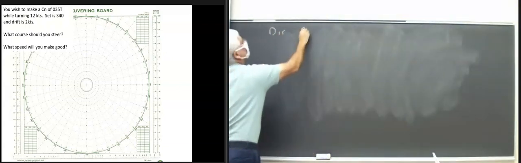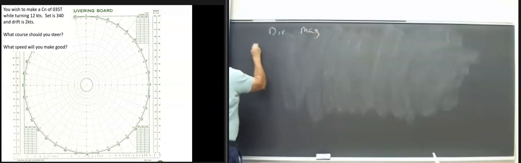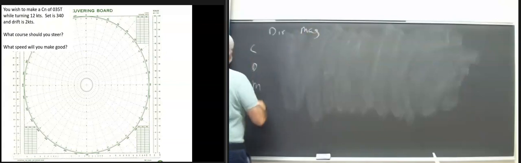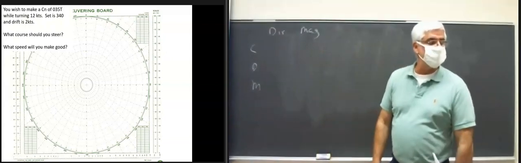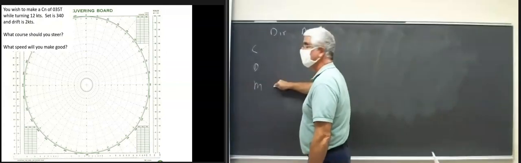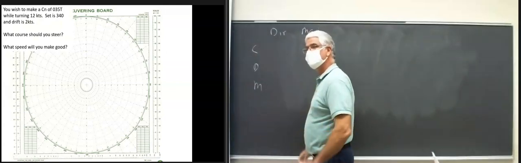Direction, mag, C, D, M. Okay, let's populate the table. You wish to make a course of 035. Where are you going to put that? It's got to be in the direction column. It's either here, here, or here. You wish to make 035.